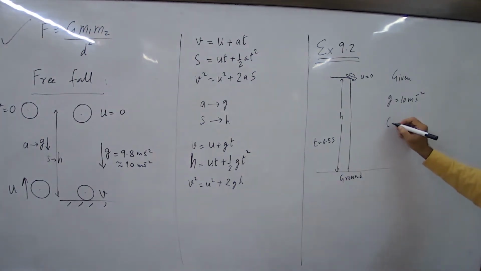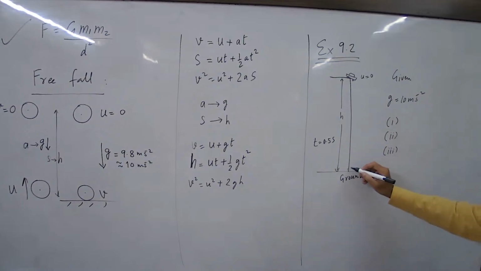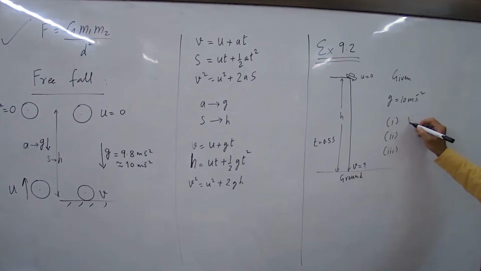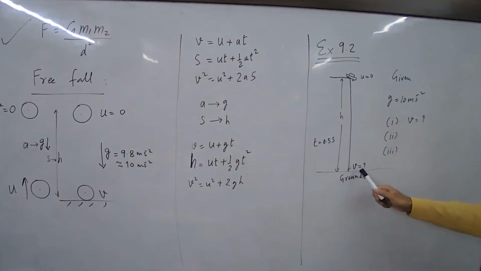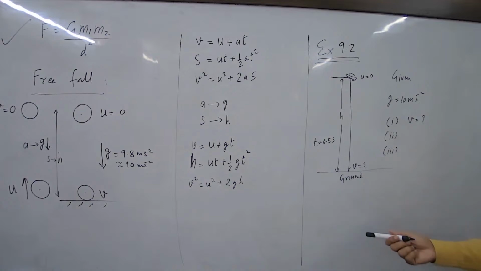Now you have to find 3 things. What do you have to find? First, you have to find what is the speed on striking the ground. So let us say the speed on striking the ground is v. So you have to find v is equal to what? Final speed with which it will hit the ground. Ground पे पहुंचने के बाद नहीं, उसके बाद तो 0 हो जाएगा. Just before it hits the ground.